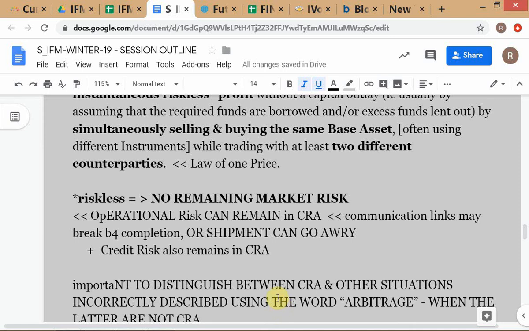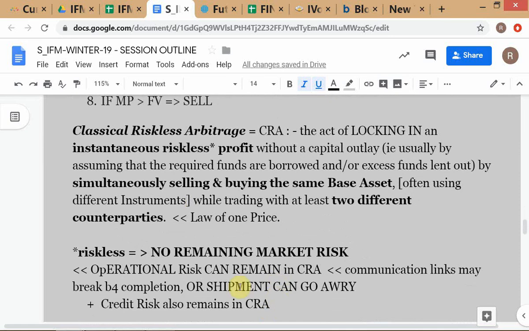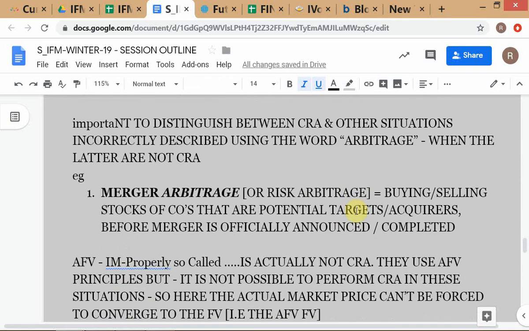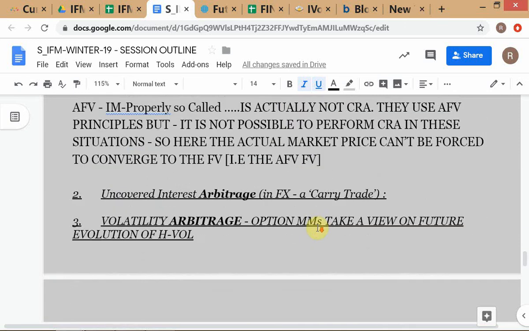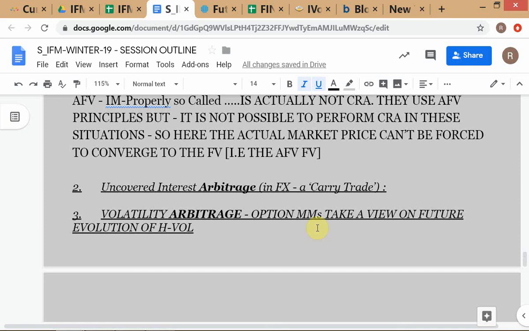Okay, and then it involves obviously classical riskless arbitrage. You have understood the important aspect of that: it is riskless, no remaining market risk. Then you have understood three transactions which are examples of improper uses of the word arbitrage. So this much we have covered.